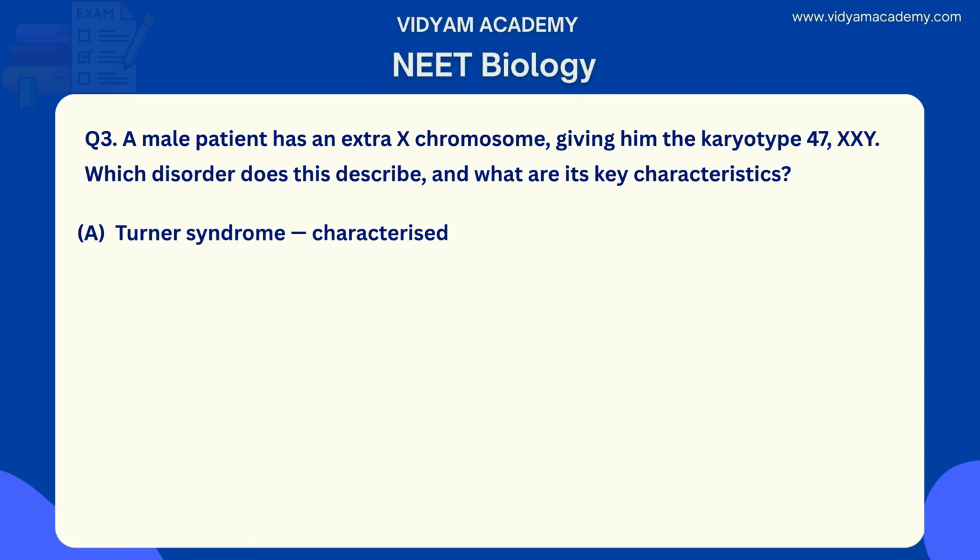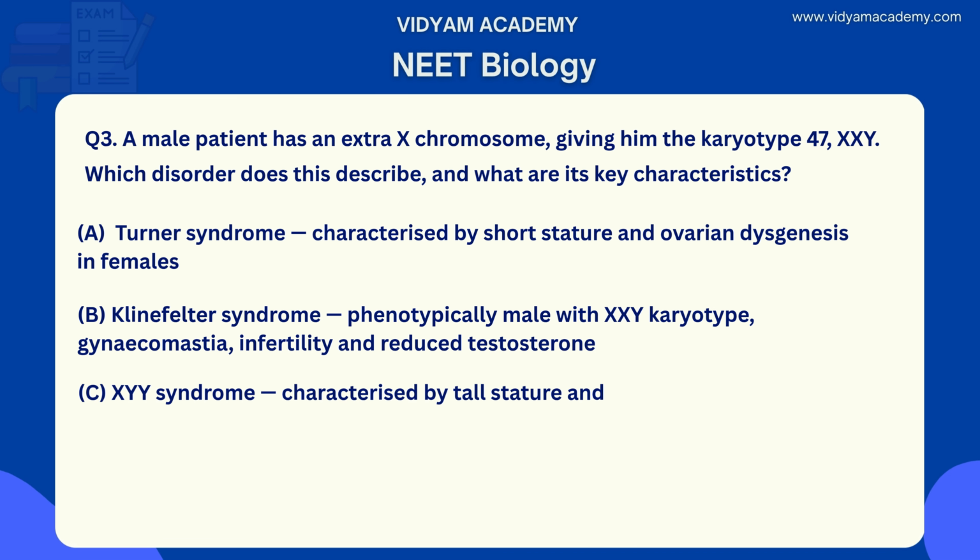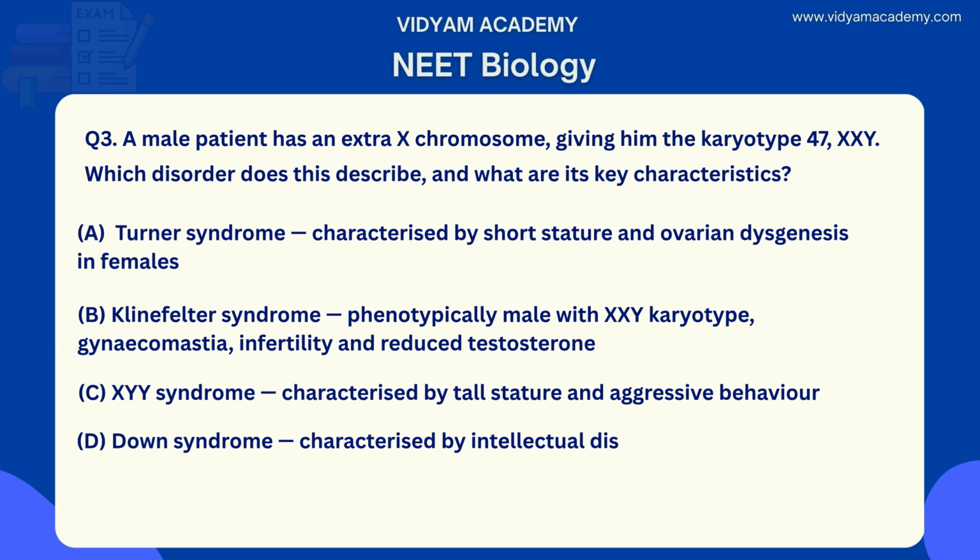Option A, Turner syndrome, characterized by short stature and ovarian dysgenesis in females. Option B, Klinefelter syndrome, phenotypically male with XXY karyotype, gynecomastia, infertility, and reduced testosterone. Option C, XYY syndrome, characterized by tall stature and aggressive behavior. Option D, Down syndrome, characterized by intellectual disability and trisomy 21.